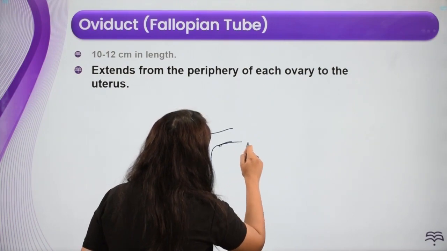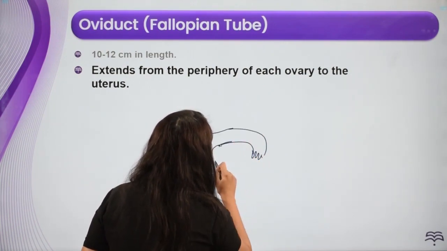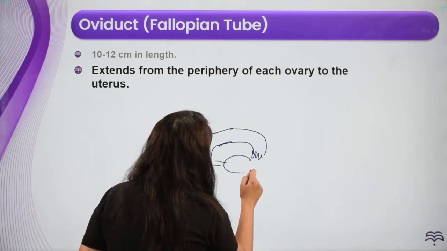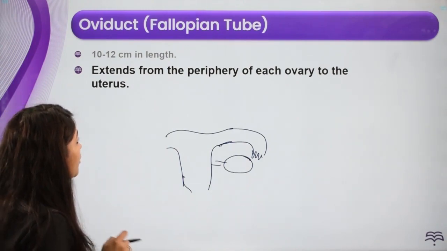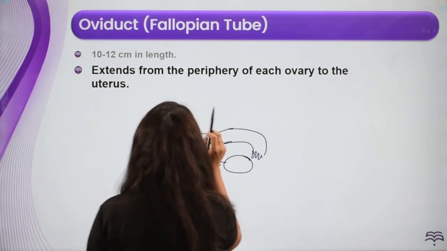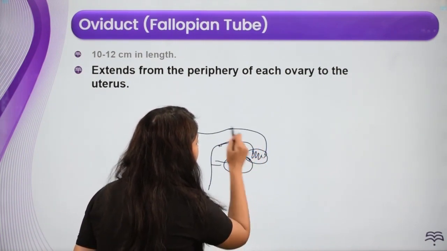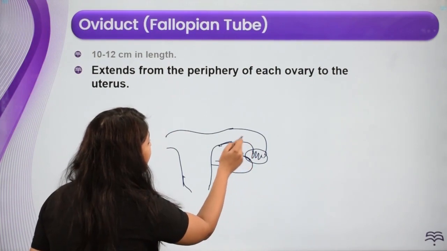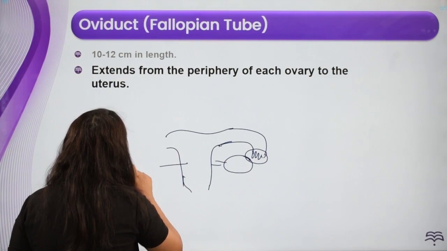Okay, so this is the fallopian tube, right? And these are the fimbriae. This is, let's say, the ovary. All right, so what is the description about the fallopian tube given? That it extends from the periphery of each ovary to the uterus. So see here, it is starting from here, from the periphery of the ovary, and it is extending till the uterus. This is the uterus.